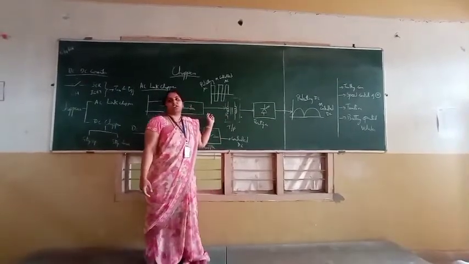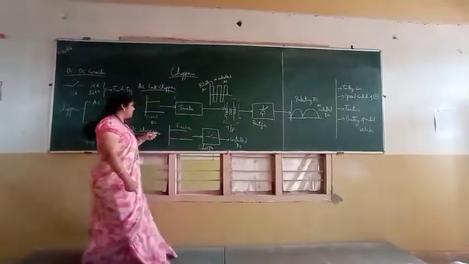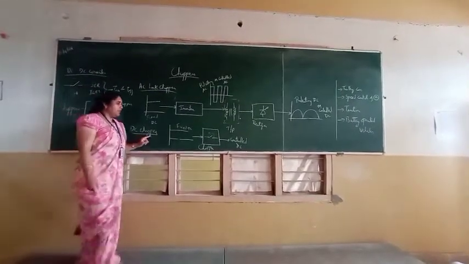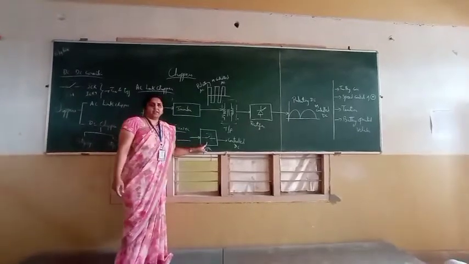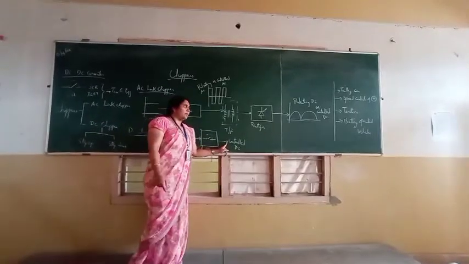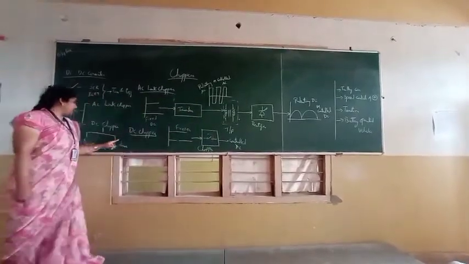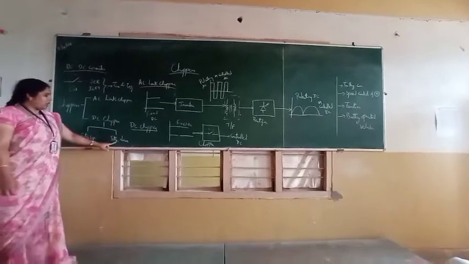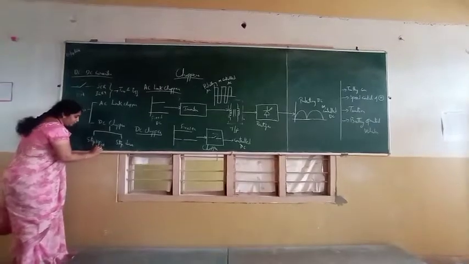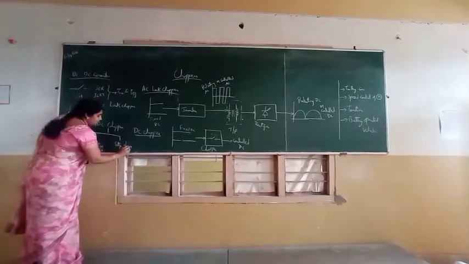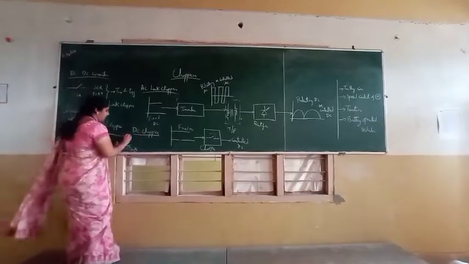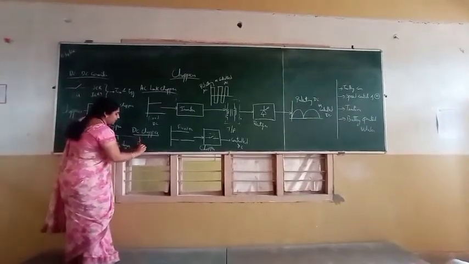bulky, and the cost is also not affected. Hence, we have one more type, that is the DC chopper, where we directly use a chopper device which converts a fixed DC into a controlled DC. DC choppers are again classified into step up and step down. Step up is also known as boost chopper or boost converter, and step down is known as buck converter. We also have the combination, that is the buck boost converter.